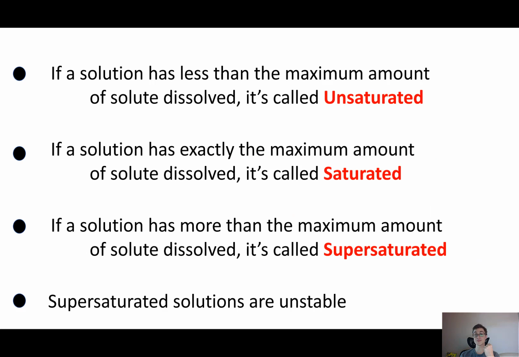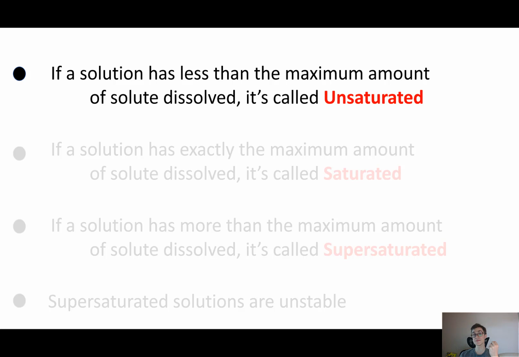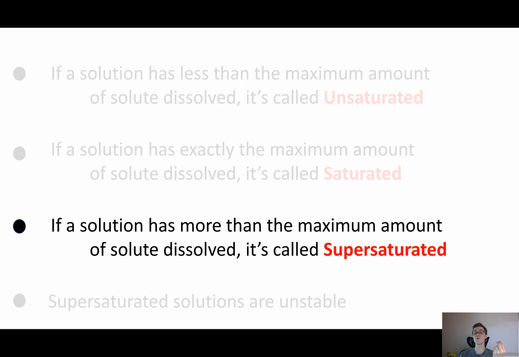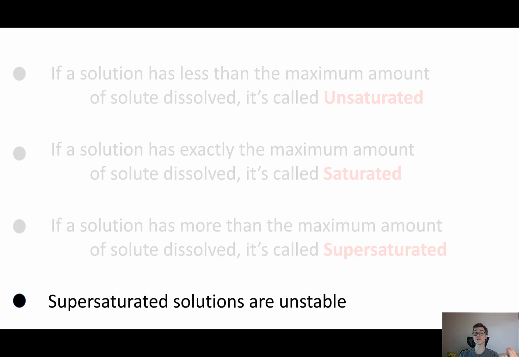So these four things, it was 3 vocabulary words, and then 1 fact. If a solution has less than the maximum amount dissolved in it, it's called unsaturated. If you have exactly the maximum amount dissolved, you're called saturated. And if you have more than the maximum amount, it's called supersaturated. Supersaturated solutions are unstable and require some chemistry magic to make.